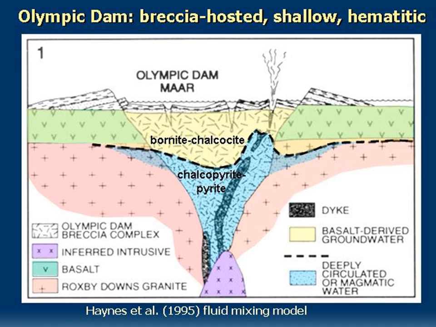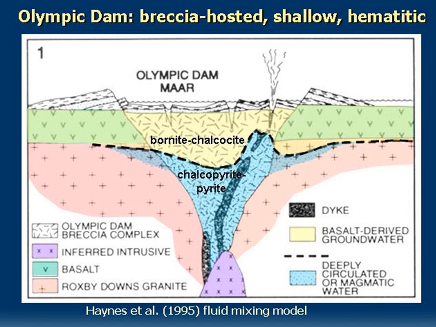This is a cartoon section through the Olympic Dam IOCG system. You can see the deep intrusive in purple, feeding up through the pink granite basement. The deep magmatic fluids from the source intrusive mix with the oxidized fluids from the overlying green basalts and surface sediments to deposit a variety of copper sulfides.